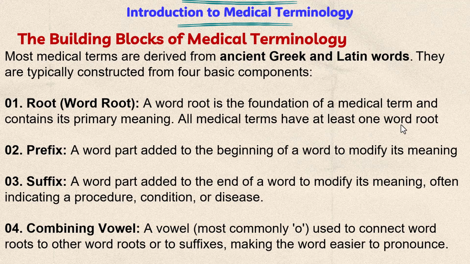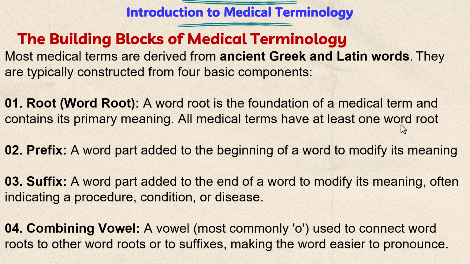Okay, what are the building blocks of medical terminology? Most medical terms are derived from ancient Greek and Latin words. They are typically constructed from four basic components. The first one is root, that means word root. A word root is the foundation of a medical term and contains its primary meaning. All medical terms have at least one word root.